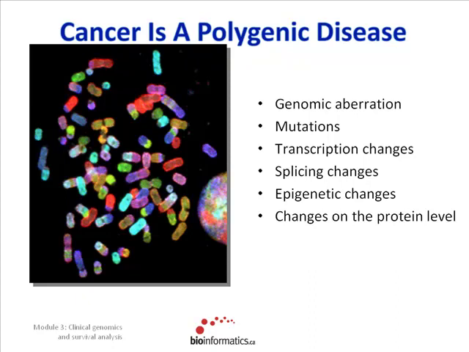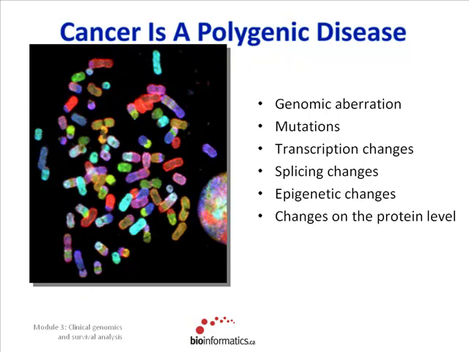Although there are adepts of this theory, it is widely appreciated that cancer is a polygenic disease with many factors involved. This is a typical karyotype of a cancer cell. This is a breast cancer cell line, MCF7, and different colors here mean different portions of different chromosomes. This is a SKY image. And so you see a great deal of aberrations happening here within the genome.